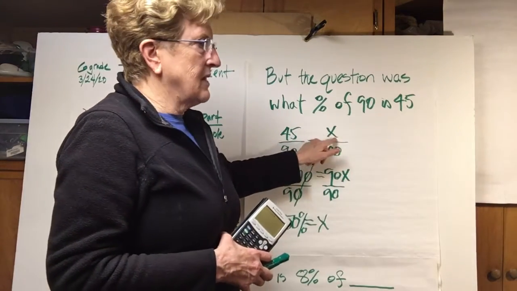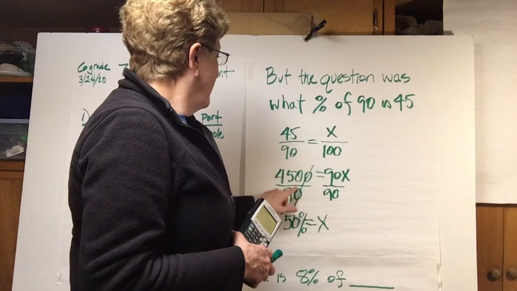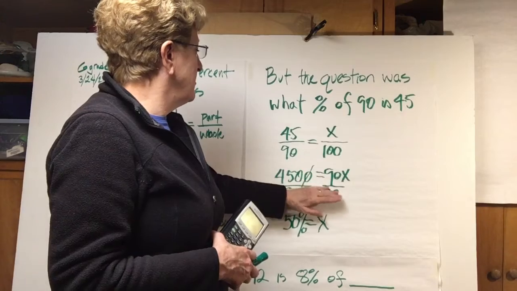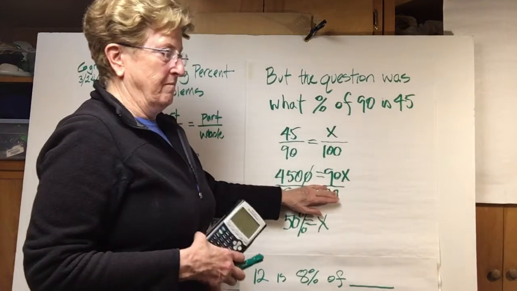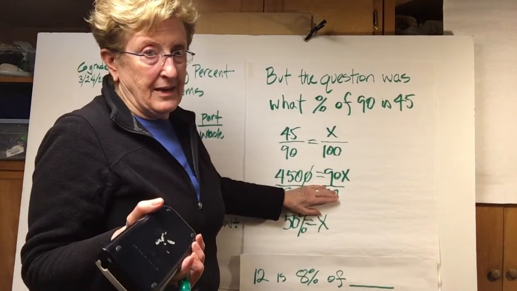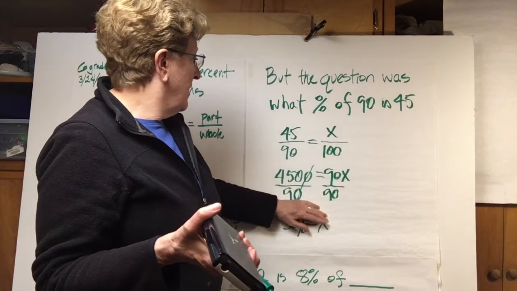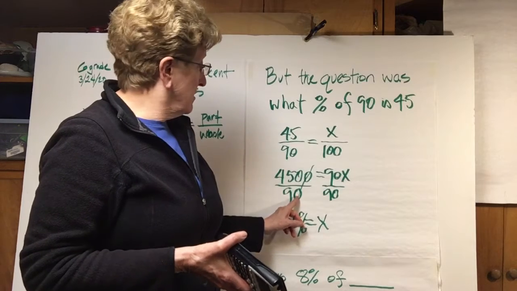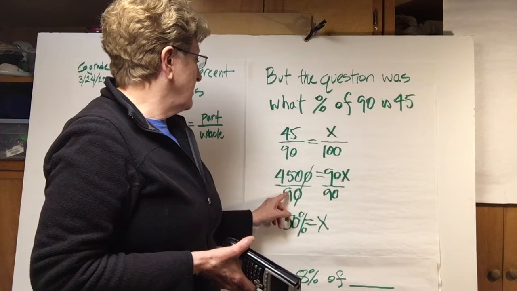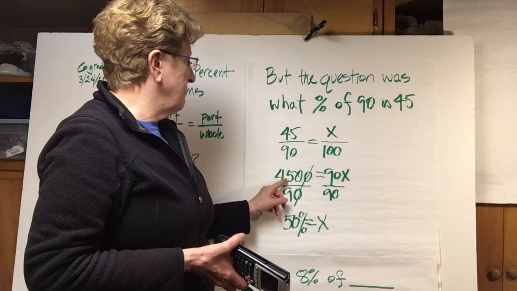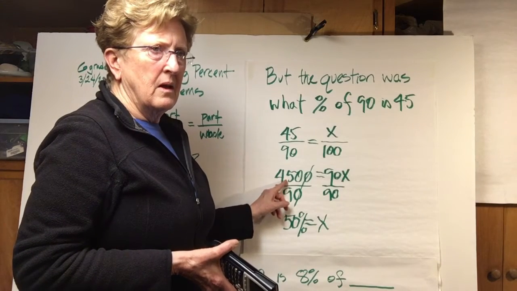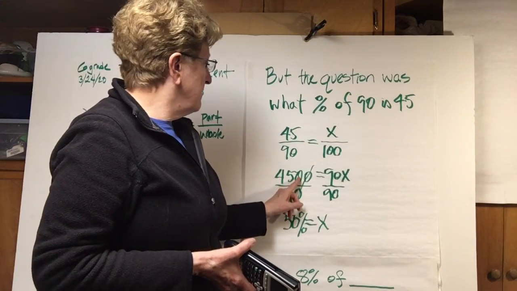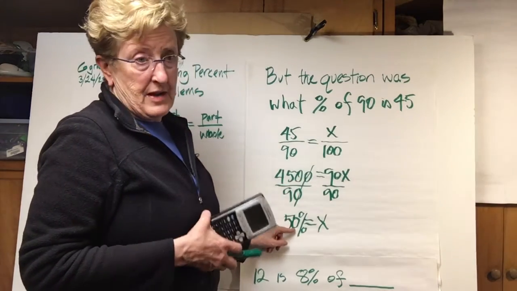So 90 times x is 90x, and 45 times 100 is 4,500. I'm going to divide both sides by 90. And I'm just going to do that to make myself a little more comfortable. And I'm going to say, how many 9s are there in 45? Well, that must be 5. But it's 450, so it's 50, not 5.